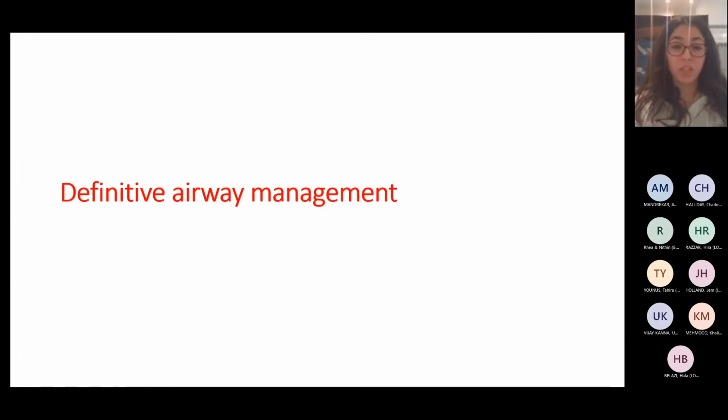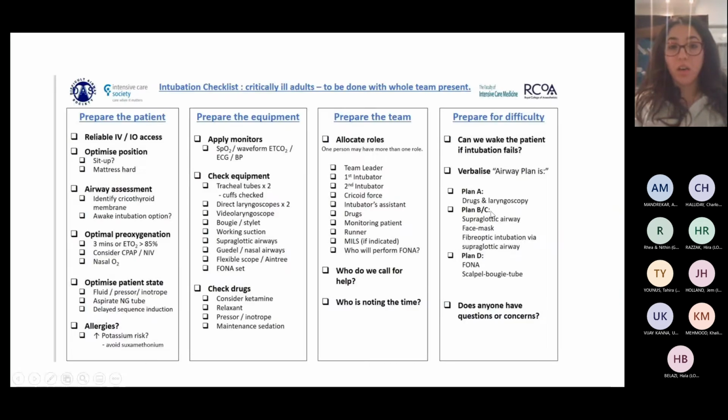Definitive airway is mainly endotracheal intubation. I won't go through this intubation checklist again, as Krupa has already explained it thoroughly. So the aim from here, what we have been doing so far, is to make sure that we have prepared our patients so that when we attempt intubation, we don't have any failure or any complications.